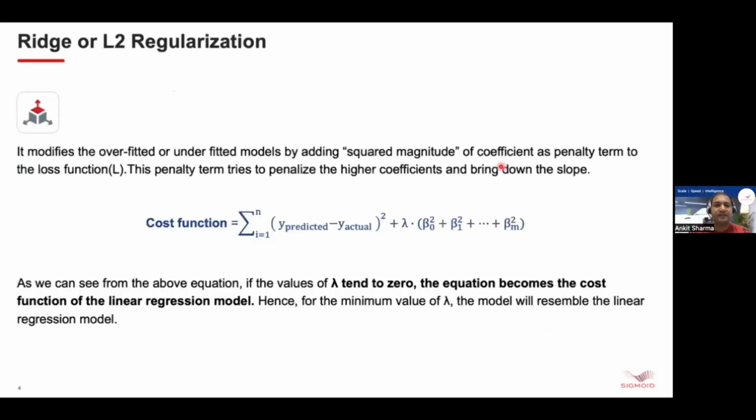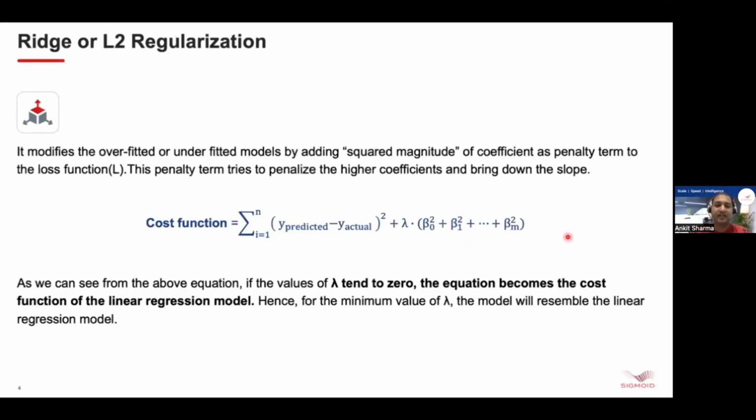The first one is ridge regularization, also called L2 regularization. The cost function of ridge regularization is given by this function. It comes from the linear regression cost function, the summation of predicted minus actual value whole squared. And this is the penalty term which we add for ridge regularization, which is nothing but lambda times the square of the magnitude of your coefficients. So this complete function becomes the ridge regularization cost function.